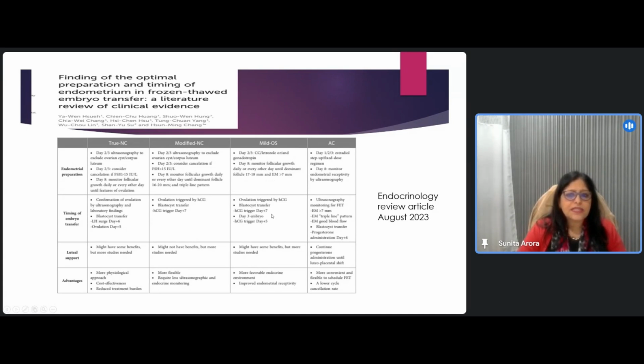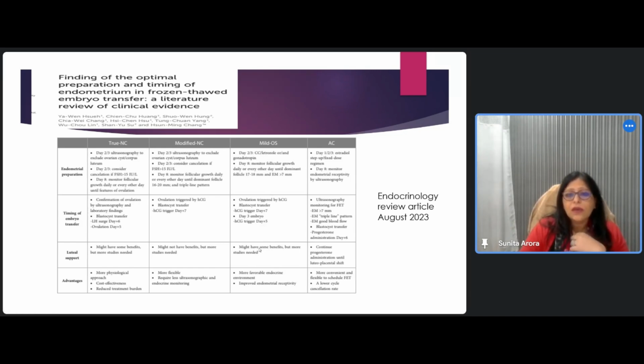HCG trigger day +7 is the time for blastocyst transfer. Or if you are practicing day 3, then HCG trigger day +5. Now, in modified ovarian stimulation, there may be some benefits of luteal support. If I'm giving gonadotropin stimulation, then definitely yes, luteal support. But otherwise, in a letrozole cycle, they say that you may avoid giving luteal support also.